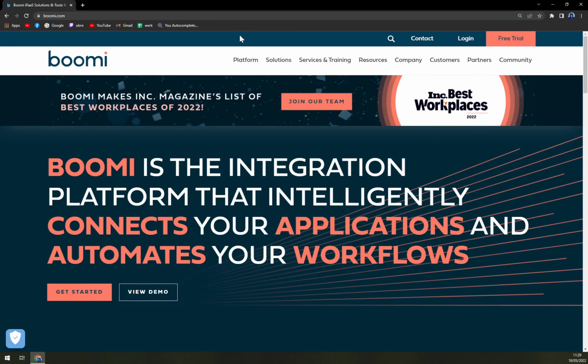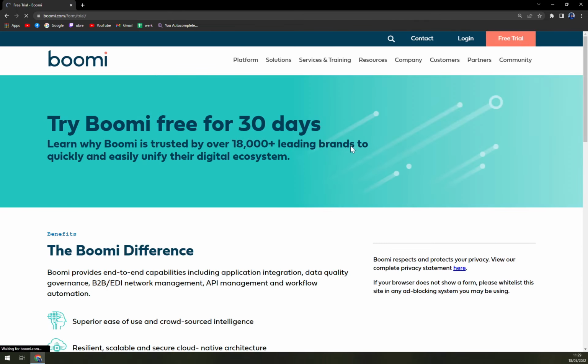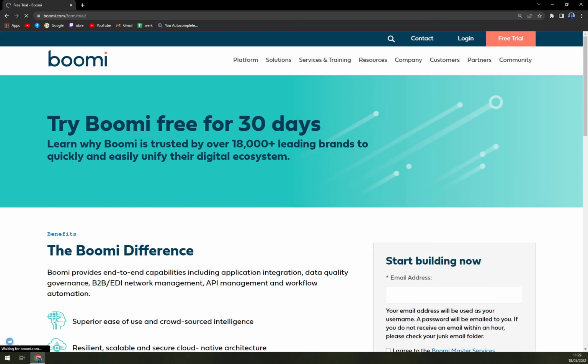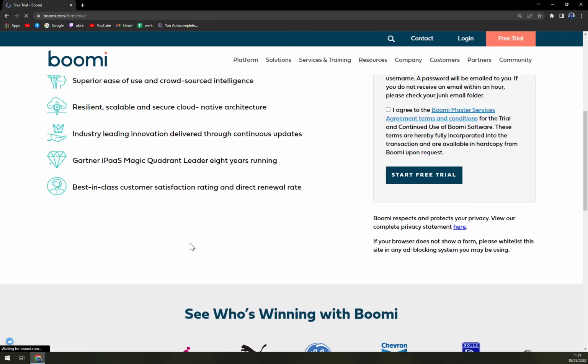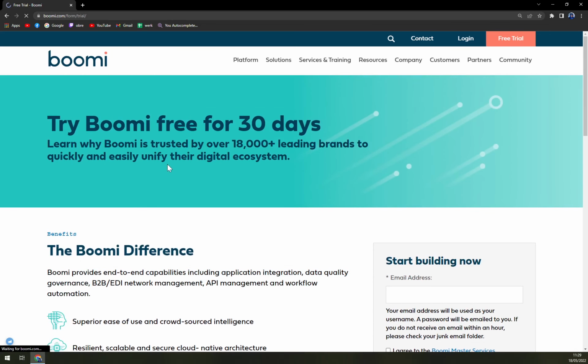They are providing, or they should provide, integrations or connections of the applications. So let's check the free trial. In the price menu, what they are offering is all custom. So basically you have to ask for a quotation considering your needs. So yeah. Try Boomi free for 30 days. Learn why Boomi is trusted by over 18,000 leading brands to quickly and easily unify their digital ecosystem.